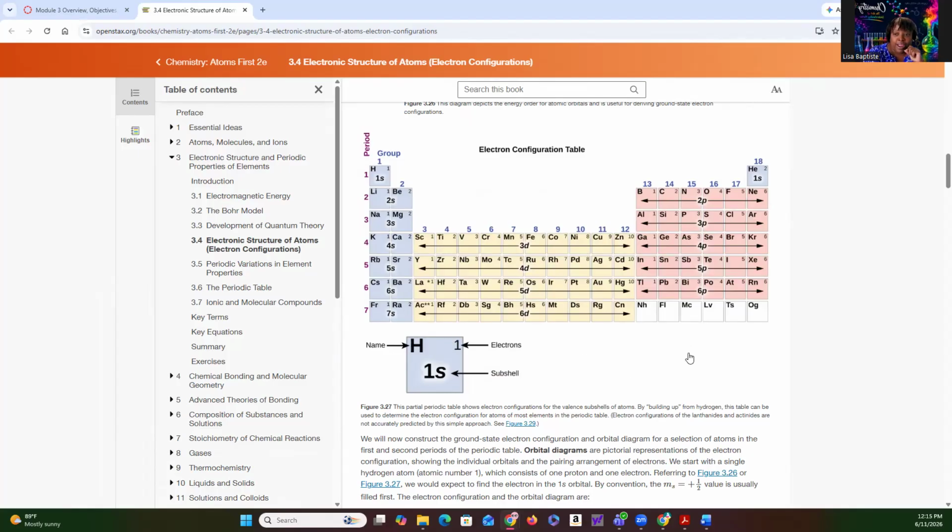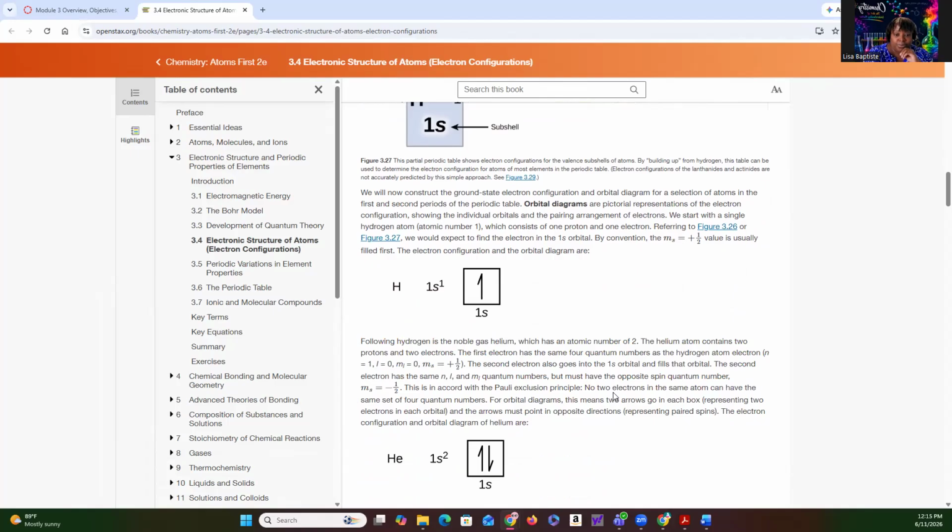top row is 4F and there are 14 boxes. The bottom row is 5F and there are also 14 boxes. So 14 is the maximum that can go in the F sublevel. All right. Here is the orbital diagram.